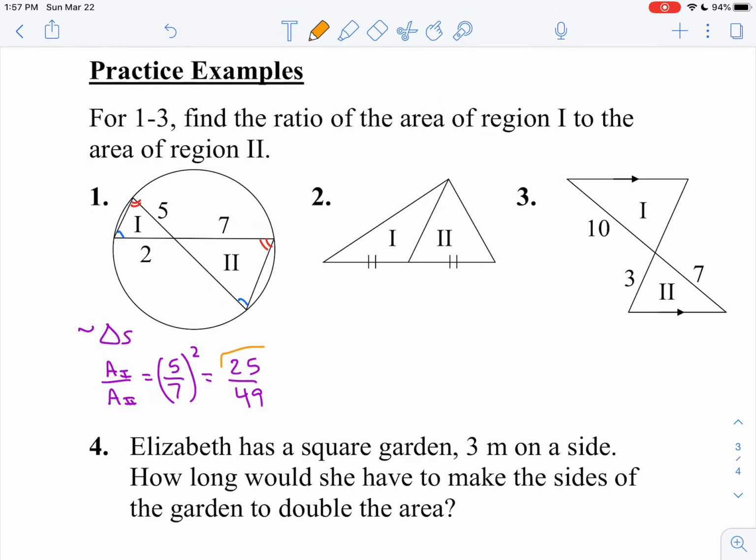End of story. The only other thing I'll mention on these kind of problems, the 5 to 7 fraction is already lowest terms. That's when I would square it. If I had something like 10 over 12, I would reduce that first before squaring it, and then it'll be easier to reduce your answer in the end.